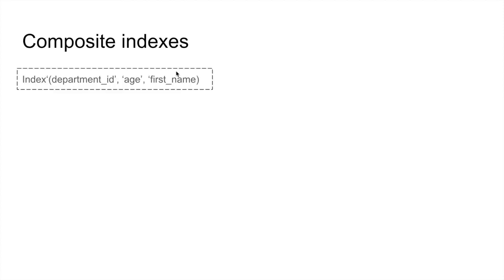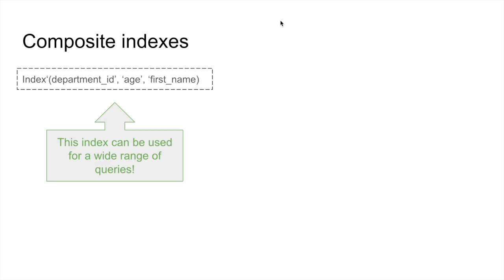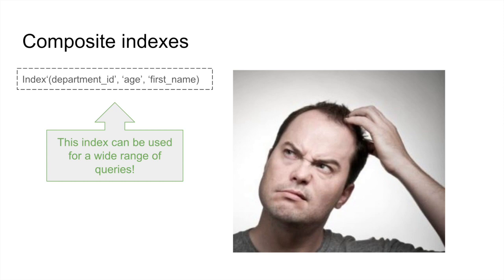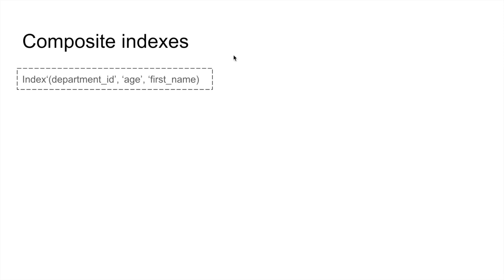The next thing you wouldn't expect of indexes is about composite indexes. Consider the following composite index. It's an index on the department ID column, the age column, and the first name column. You can use this index for a wide range of queries. Really? What queries are you talking about? Let's have a look at some examples of queries where this index might be useful.